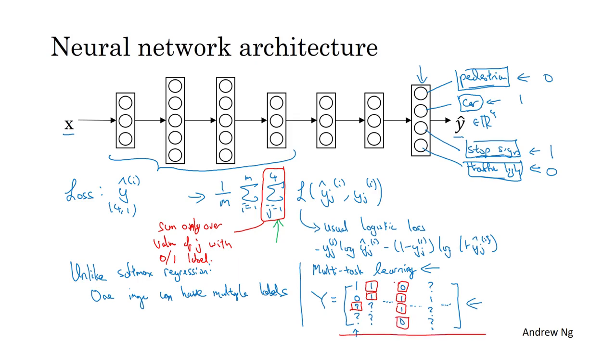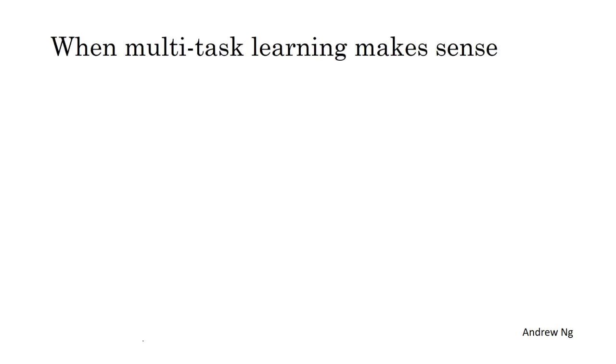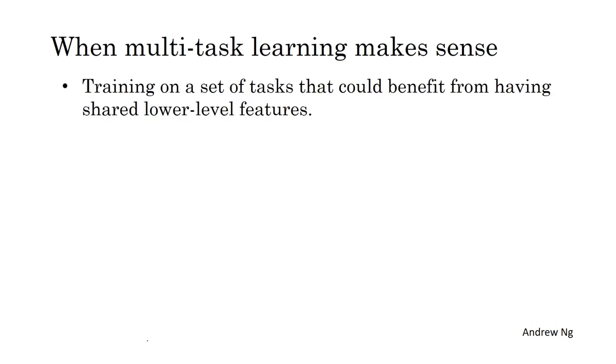So when does multitask learning make sense? I'd say it makes sense usually when 3 things hold true. One is if you're training on a set of tasks that could benefit from having shared lower-level features. So for the autonomous driving example, it makes sense that recognizing traffic lights and cars and pedestrians should have similar features that could also help you recognize stop signs, because these are all features of roads.